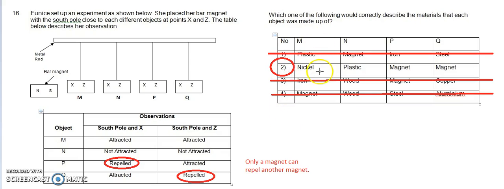Okay, M is nickel, which is attracted by both ends of the south pole. N is plastic, which is not attracted on both ends. P is a magnet which repels on one end and is attracted on the other end. And Q is also a magnet which is attracted on one end and repelled on the other end. So answer is 2.